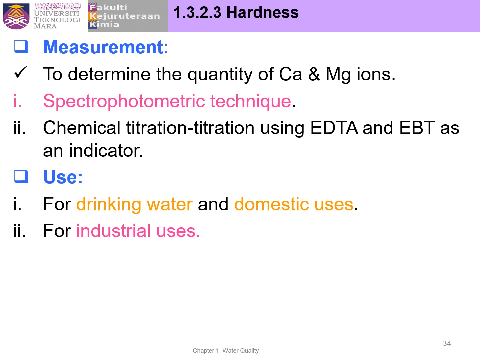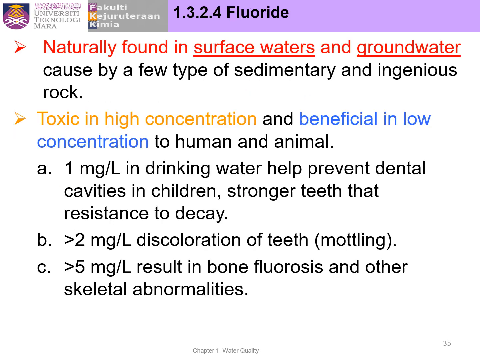Okay, what is the use of hardness here? For drinking water and domestic uses, and also for industrial use. So the water hardness is very important in the measurement, okay, because it can cause the fouling factor. Okay, the next one is the fluoride, naturally found in the surface water and groundwater, because this is the common one. Okay, it is very toxic in high concentration, but it will give you benefit in low concentration, both to human and also animal. Okay, these are the categories.